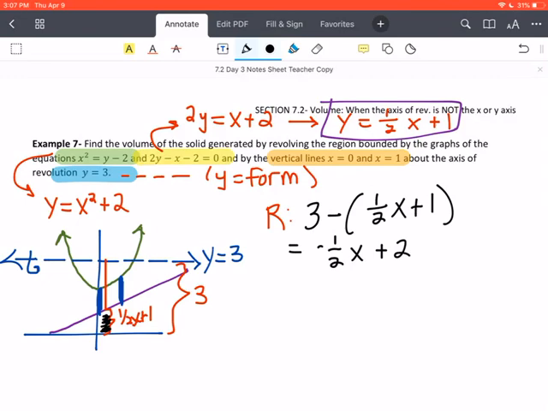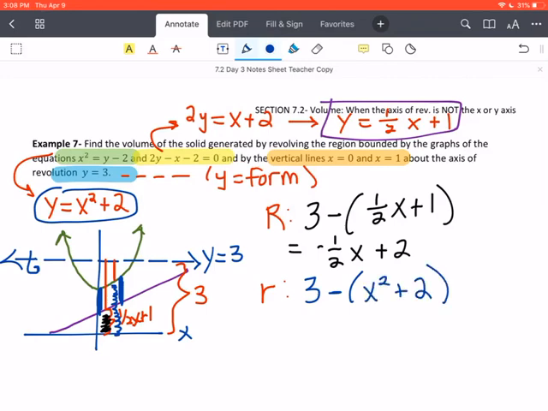Okay, and then we have to draw in another rectangle, but to the closer function. So if I draw that shorter rectangle in, we call that little r. And again, we are looking at the whole length being 3, but we have to subtract the entire quantity from the green parabola all the way down to the x-axis, which is defined by this right here, x squared plus 2. It has to all go in parentheses so that the negative distributes, okay?